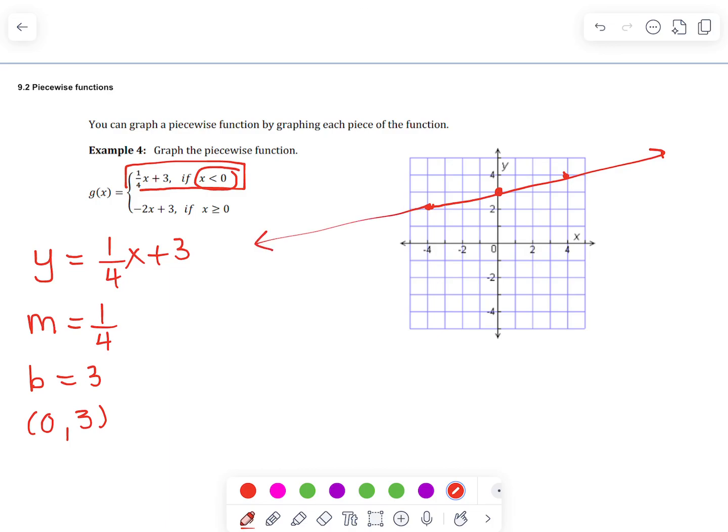Now I need to take care of the domain restriction. So here's the domain restriction. It says x has to be less than or equal to 0. So here's 0. I go up to the line. It has to be less than or equal to, so it's going to be everything less than or equal to. So now I have to erase all of this right here.